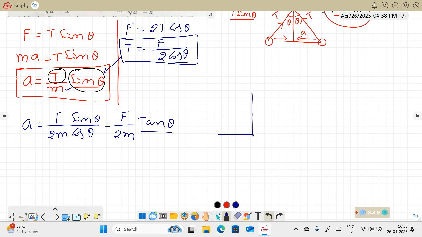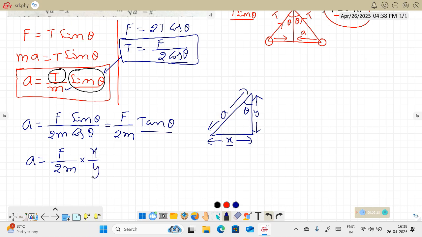In the diagram we already discussed, in the triangle this is the x value, this is theta, and this is the a value. So from the triangle, what is tan theta? Tan theta is always opposite by adjacent. Which is opposite? This is opposite. What is adjacent? This y is the adjacent. So from this I can write a is equal to f by 2m into tan theta, which is nothing but x by y.